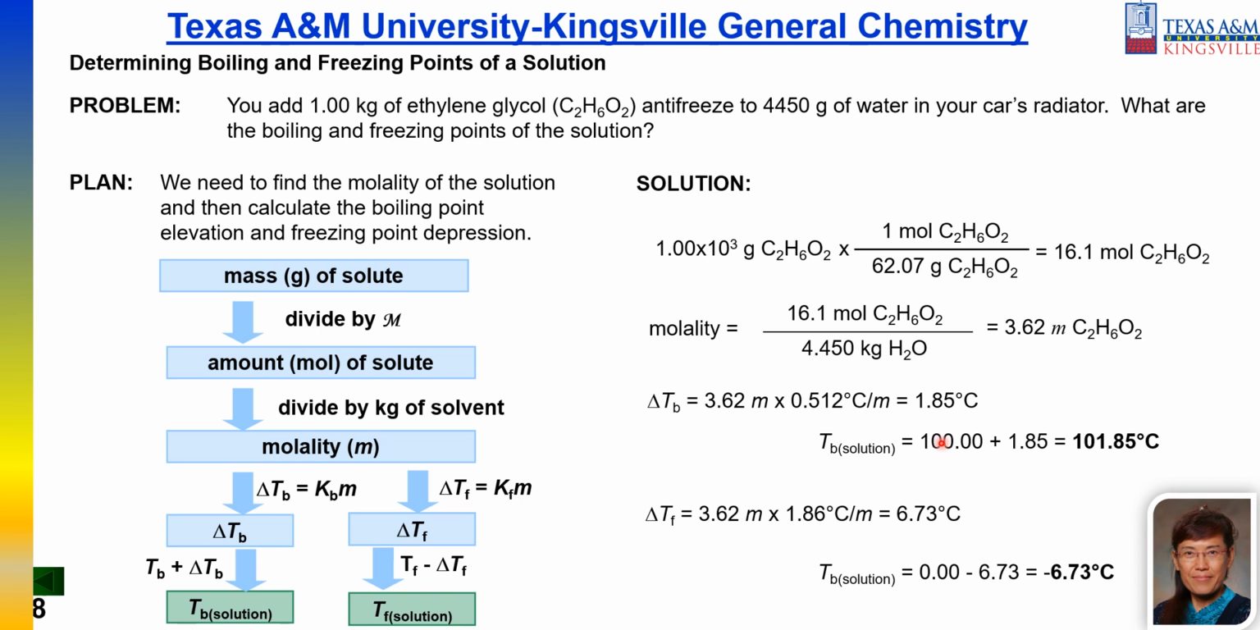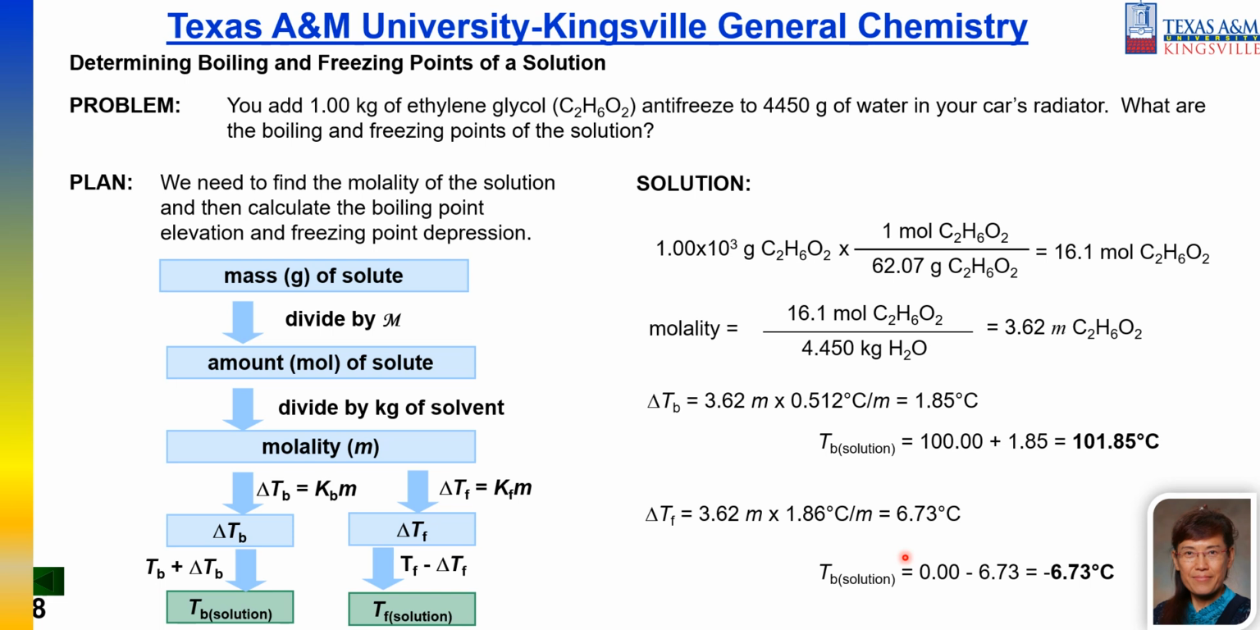Similarly, you calculate delta TF, the freezing point depression. Freezing point depression equals 3.62 times the constant value 1.86 Celsius per molality. This value is called the freezing point depression constant. You calculate it, which is 6.73 Celsius, and then you use your water freezing point minus this freezing point depression to calculate the freezing point of your solution, which is negative 6.73 Celsius.